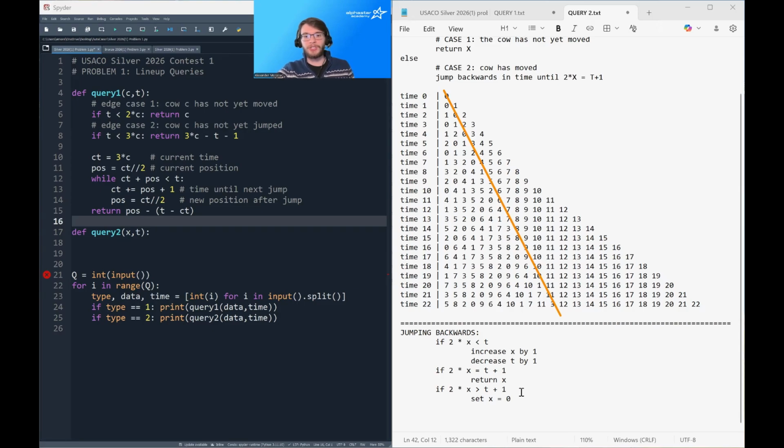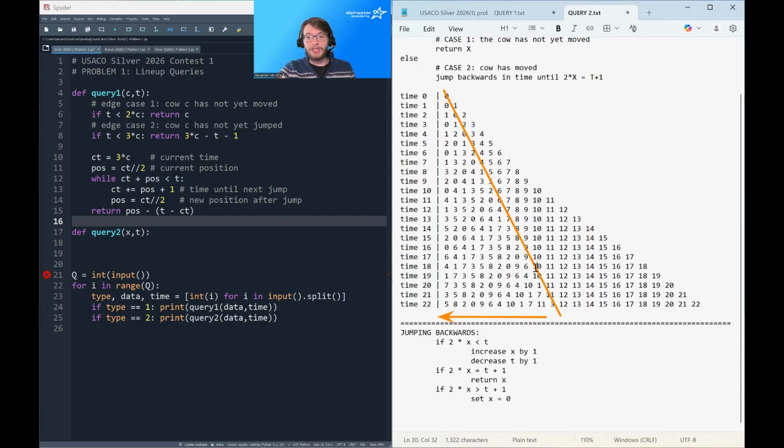So when we're actually jumping backwards here, there are going to be 3 different cases. The first case is the easiest case. If I am to the left of the orange line, then it is very easy to calculate where I'm going to end up next. Let's take, for example, this 4. Since this 4 is to the left of the orange line, as I decrease time by 1, the position is going to increase by 1. So every time I jump backwards 1 step in time, the position increases by 1.